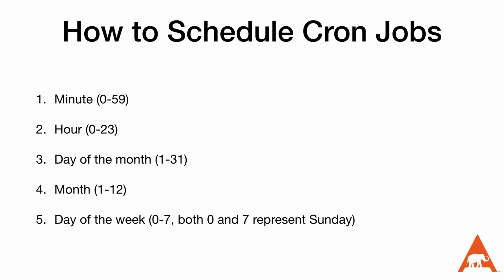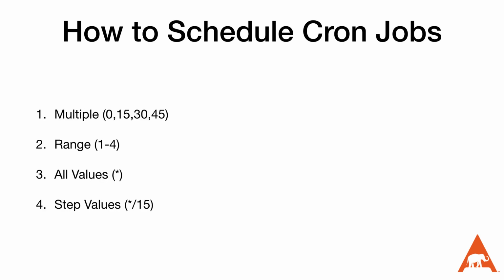for some reason. Each field can have multiple values separated by commas or specified as ranges using hyphens. We can also use an asterisk to represent all possible values for the field and a / to specify a step value within a range. Let's work through some examples.